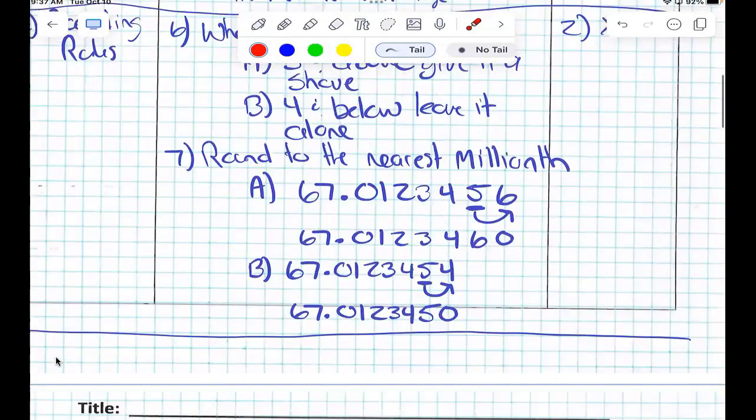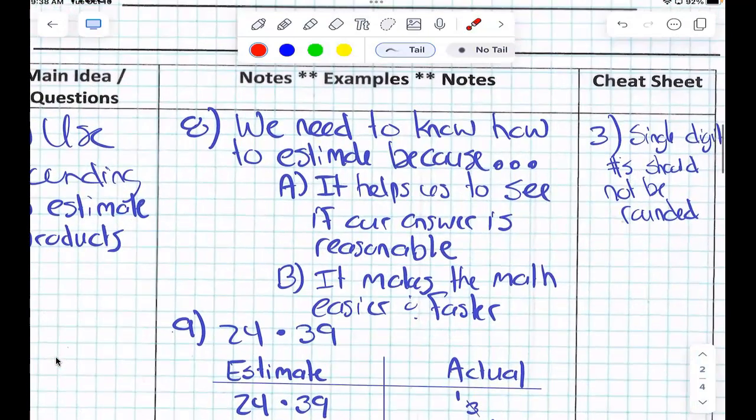Okay, cool. We needed to know how to estimate for 2 reasons that I think. Number 1, it helps us to see if our answers are reasonable. And number 2, it makes the math easier and faster. Easier and faster, right?